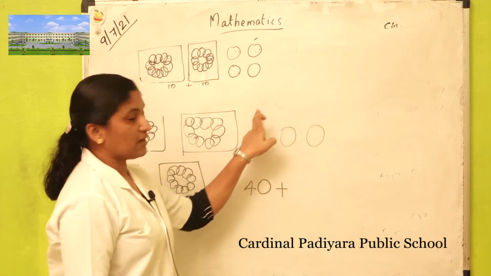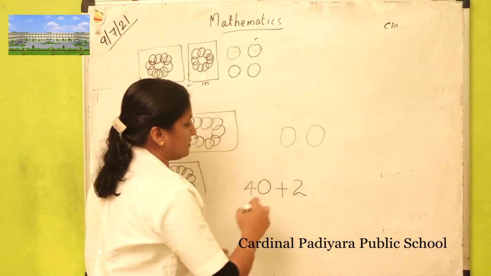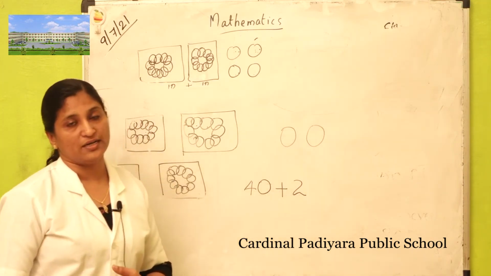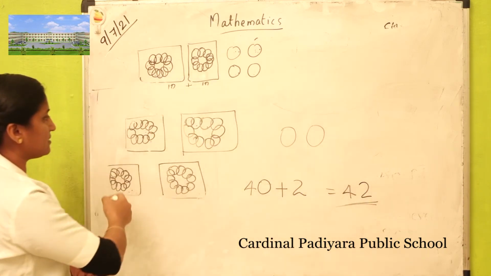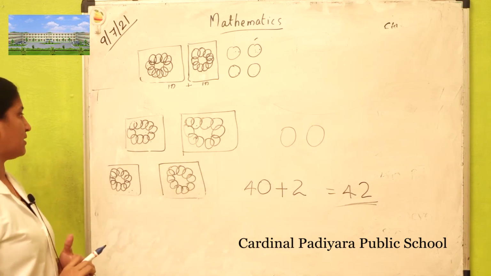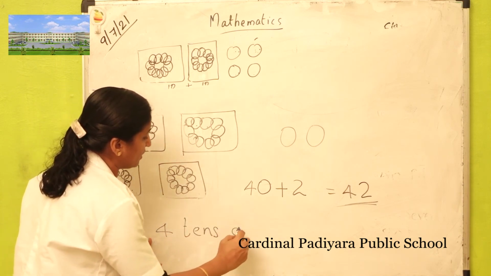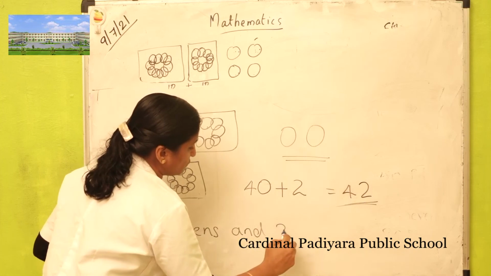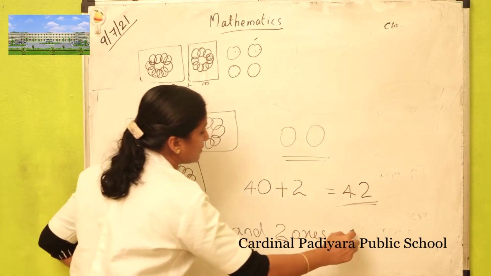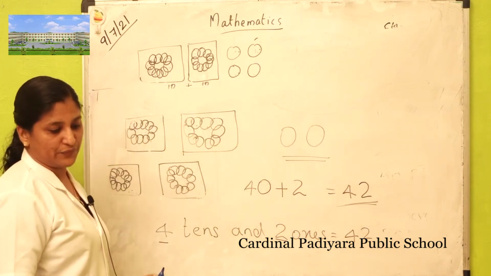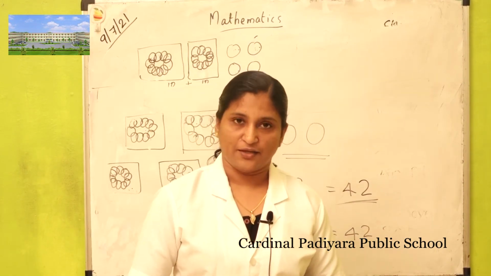How many loose rings here? How many separate ones? 1, 2. That is 2 ones is 2. That 40 plus 2. 40 plus 2 is 42. Okay, total how many rings here? Red color, 42 red color rings. This is 4 tens and how many ones? 2 ones. 4 tens and 2 ones is 42. Okay, clear all of you? Okay, students. Thank you all of you.